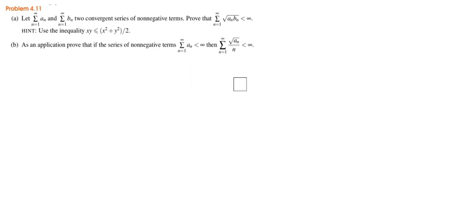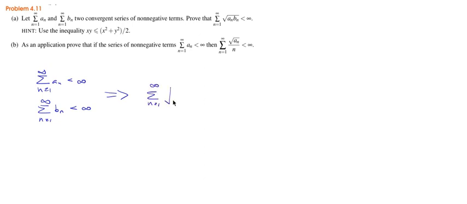Okay, so problem 4.11. Let the sum from n equals 1 to infinity of a sub n be a convergent series, and the sum from n equals 1 to infinity of b sub n be also a convergent series of non-negative terms. Now we need to prove that this implies that the sum from n equals 1 to infinity of the square root of a_n b_n is also convergent.